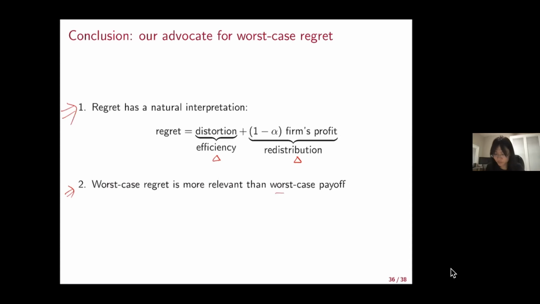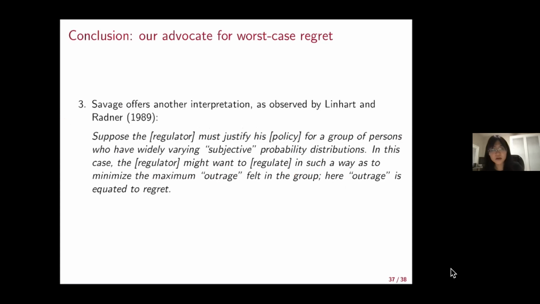Worst case payoff is more about making sure that I don't do terribly wrong things when there is very little surplus in the market. So if the regulator is concerned about high surplus market scenarios, he should lean towards the worst case regret approach. Now, lastly, there is a political economy motivation for worst case regret.